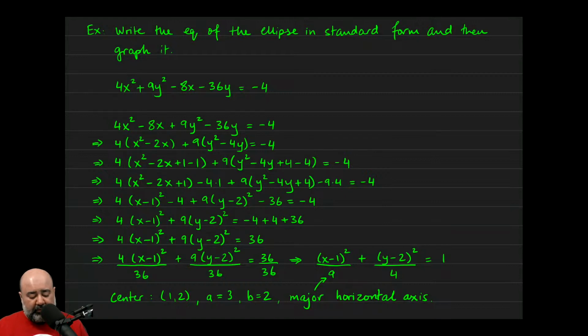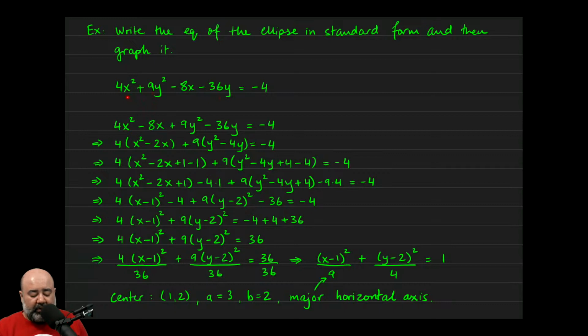This one's a little more involved, but let's go through it. So let's say we're asked to find the equation of the ellipse in standard form and then graph it. Oftentimes you'll be given functions that look wonky like this. Don't worry, it's all going to be just fine. So we start with the equation 4x squared plus 9y squared minus 8x minus 36y equals -4.